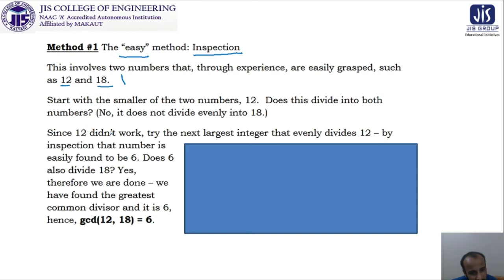So as we get the biggest divisor of 12 is 12, but it does not divide 18, we go for the next largest integer which divides 12, that is 6, and 6 divides 18. So we get the GCD of 12 and 18 equal to 6. Now suppose instead of 18 we take some other number, say 15. Then 12 does not divide 15, 6 does not divide 15, 4 does not divide 15, but 3 divides 15, and we get the GCD of 15 and 12 is 3.